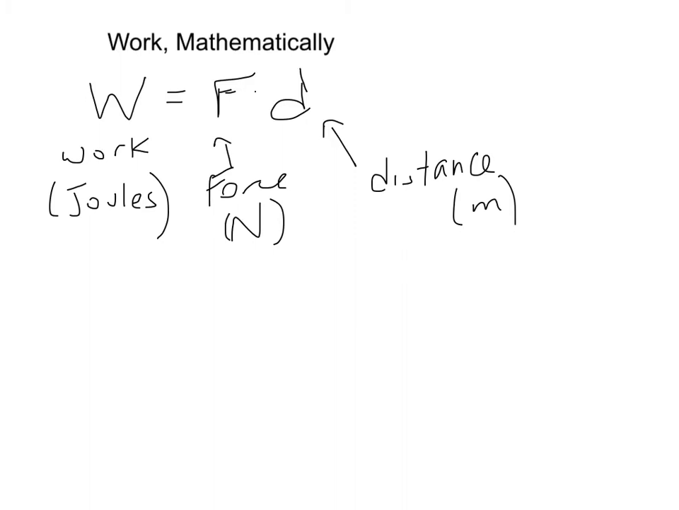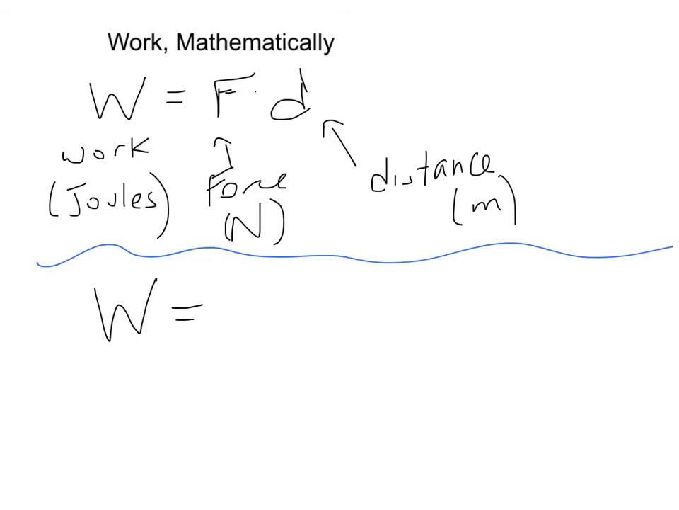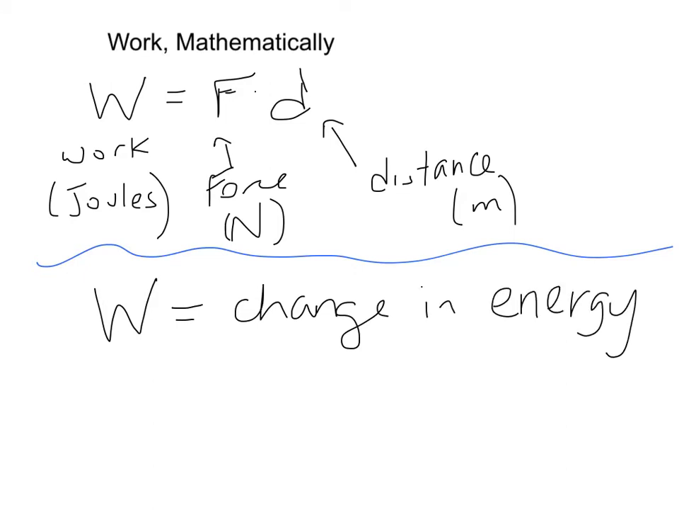Similarly, we also said that work is an energy transfer. That was in the definition. So similarly, we can say that work is equal to the change in energy of an object. If you somehow give an object more energy, you are doing work on it. How much energy you give it is equal to the amount of work that you do. In equation form, this would just be delta, change in energy.